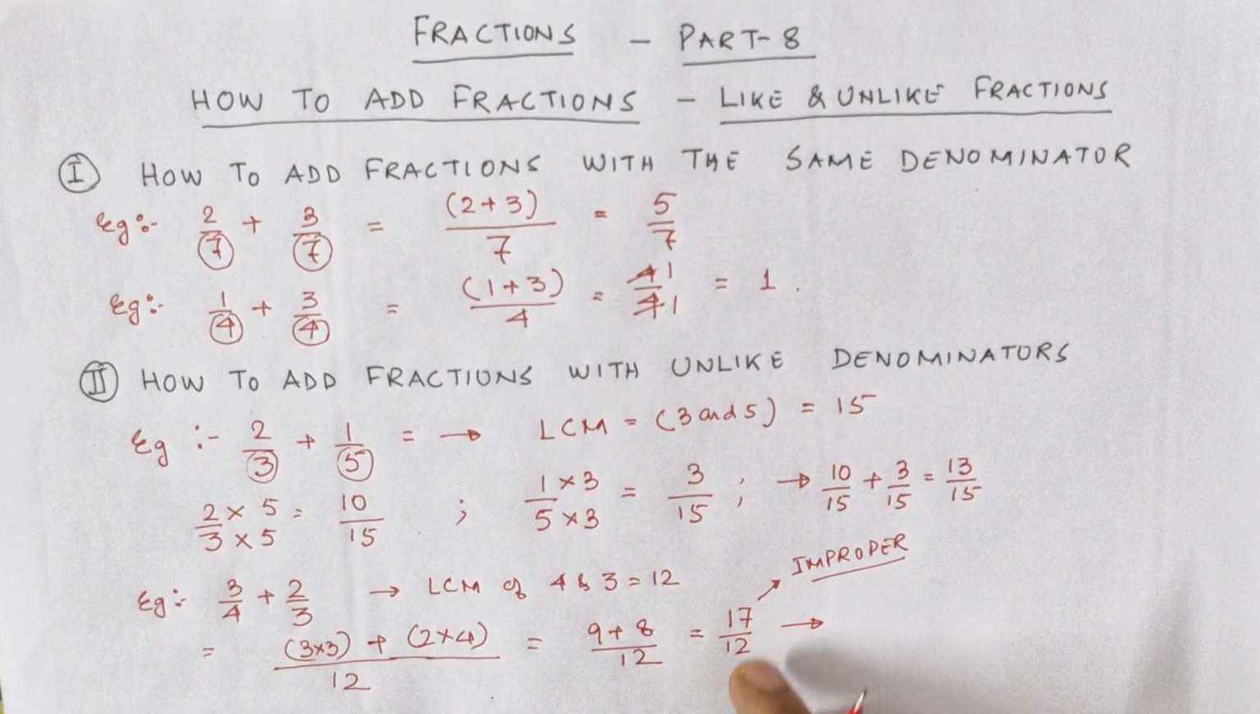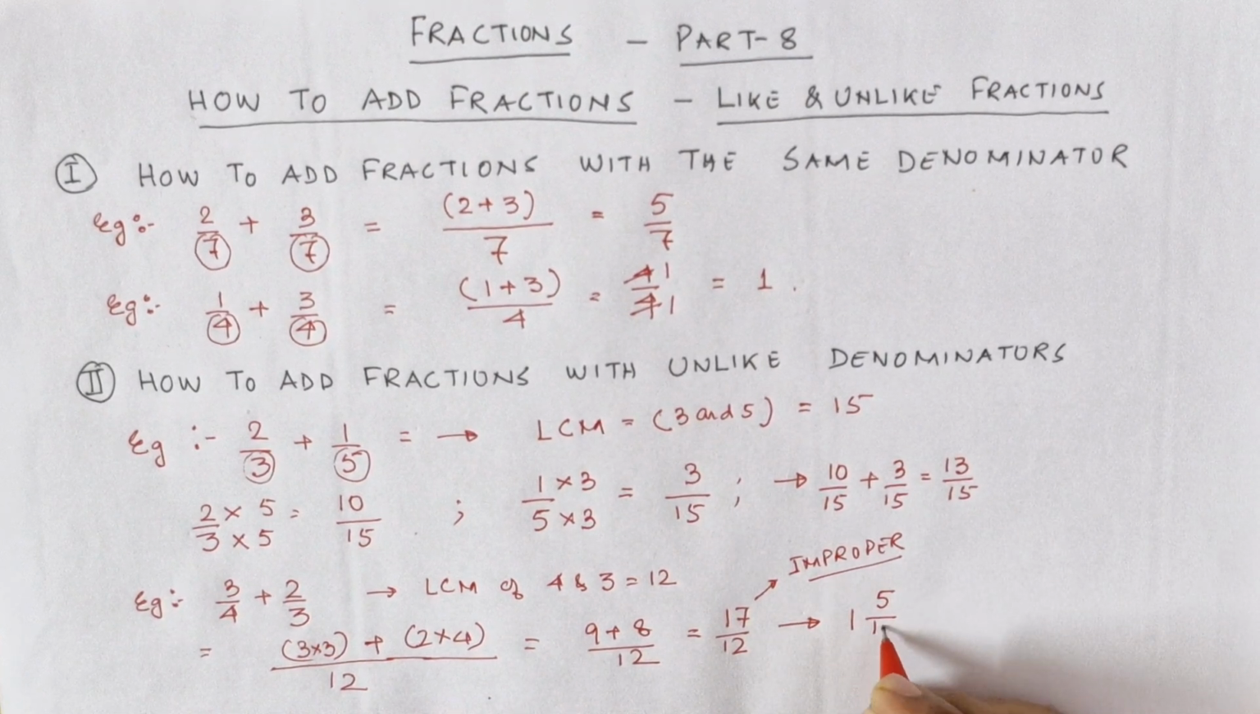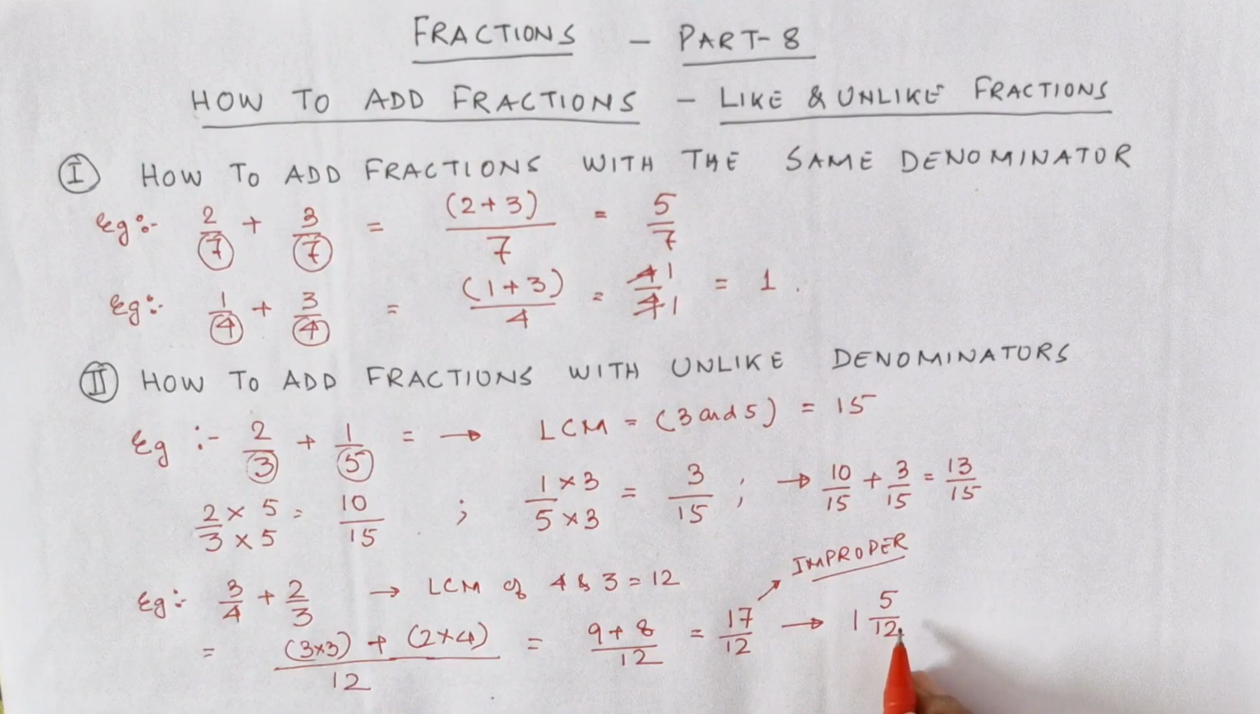So if you divide 17 by 12, 1 will be the quotient and 5 will be the remainder. Check it out, student, in your copy. Got it? So 1, 5 by 12. So 12 ones are 12 plus 5 is 17. So 17 by 12. So convert them into a mixed fraction if you get an improper fraction.